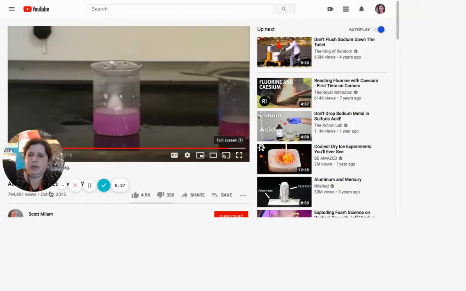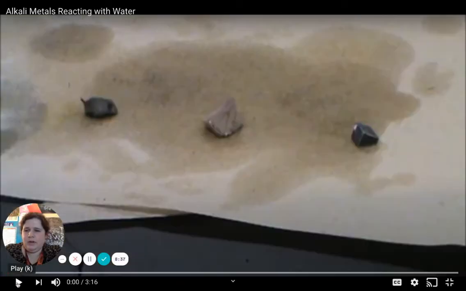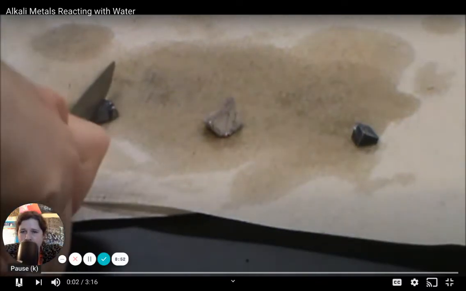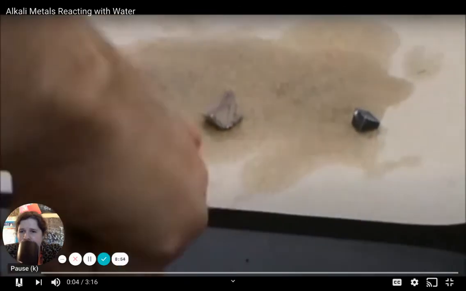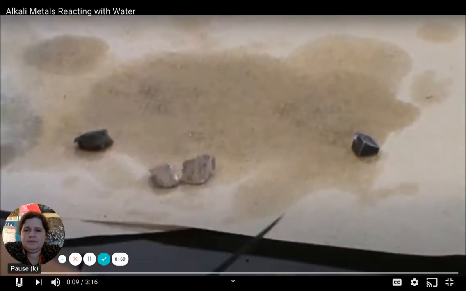Okay, so let's look at this next one with alkali metals and oxygen. There we go. It's not wanting to pull up as fast. Okay, so this guy is going to be mixing alkali metals from group 1 with water to form different stuff. Here I'm working with some lithium metal, very difficult to cut. I've got a piece of sodium here, pretty easy to cut.